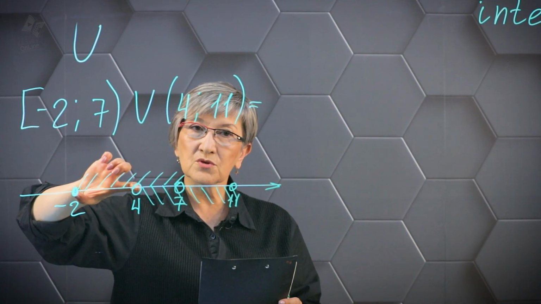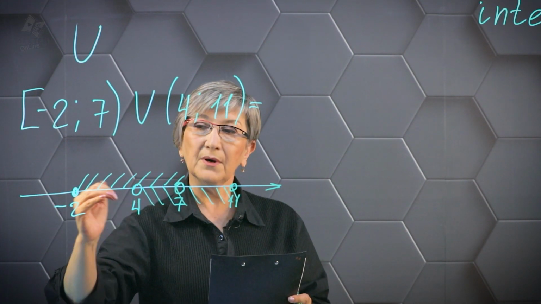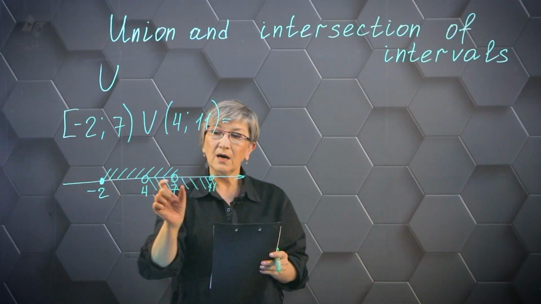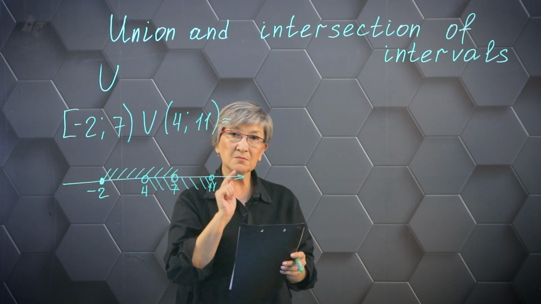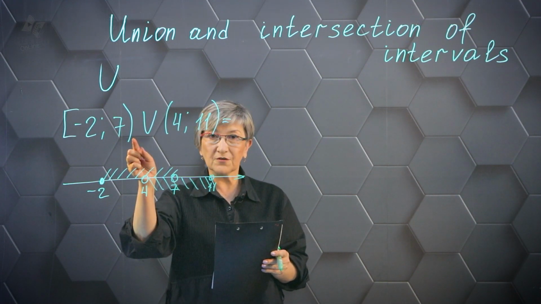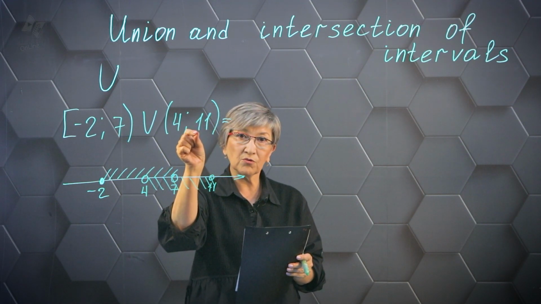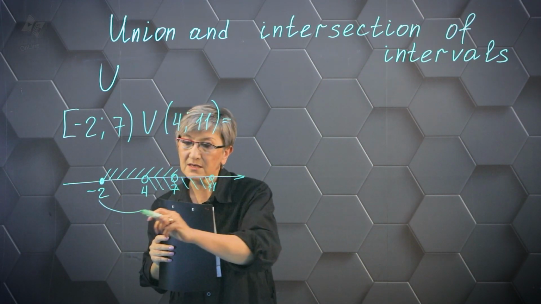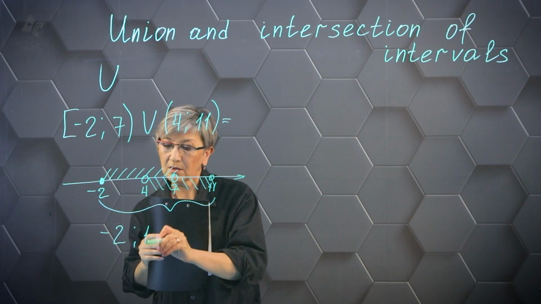This part from -2 to 7 includes the number 4. So I pass over the number 4 and the value 7 is part of the second interval, despite the fact that these are empty points. The number 7 is not part of the first interval. It falls within the second interval. So, while noting this response, I will write out the whole interval from -2 up to 11.